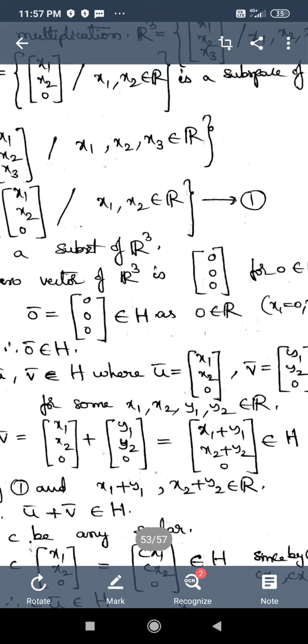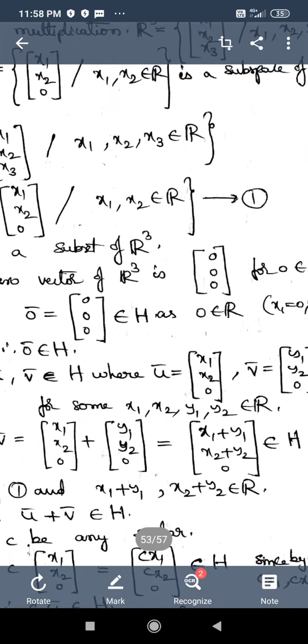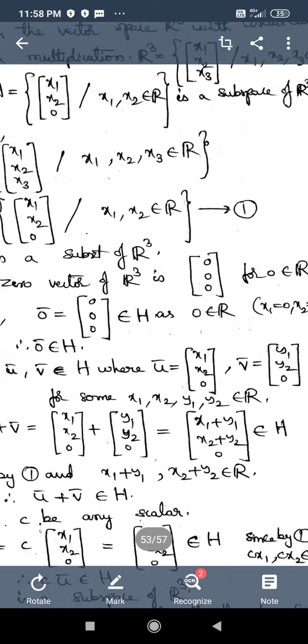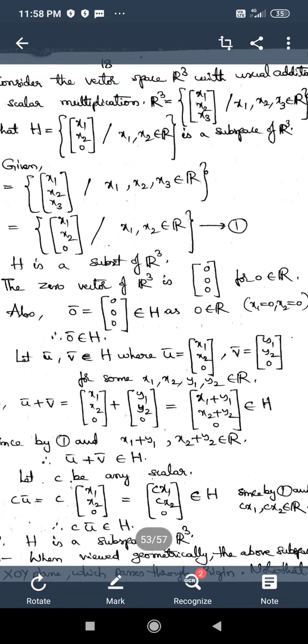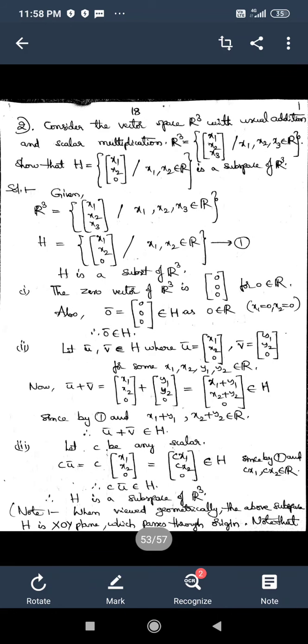And the first two entries we can say they are real numbers for the reason that each x1 is the sum of two real numbers, and we know that the sum of two real numbers is again a real number, and that is the reason u bar plus v bar belongs to H. Since by equation 1, x1 plus y1, x2 plus y2 belongs to R, that is the reason I have mentioned here. And now we can say that u bar plus v bar is an element of H, and hence the vector addition is satisfied in H.